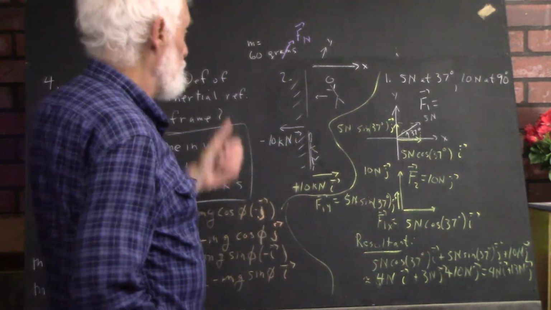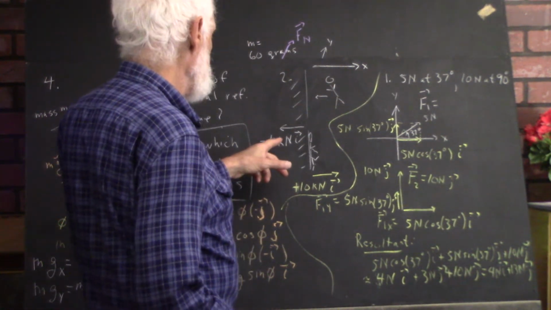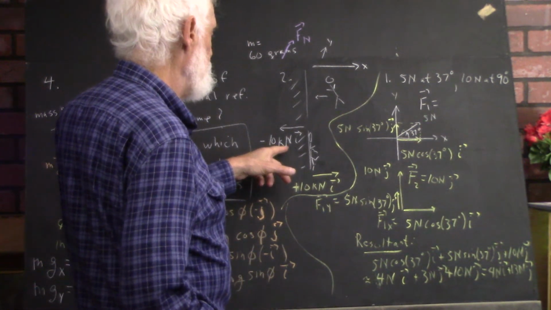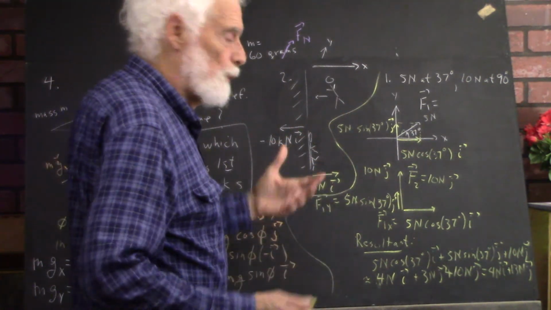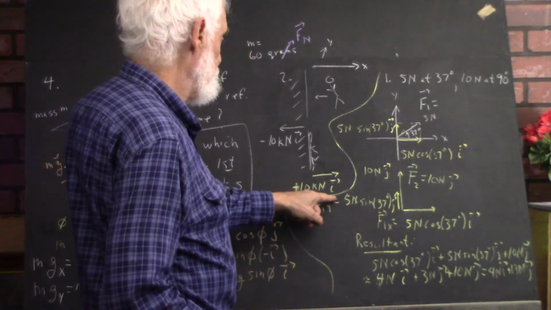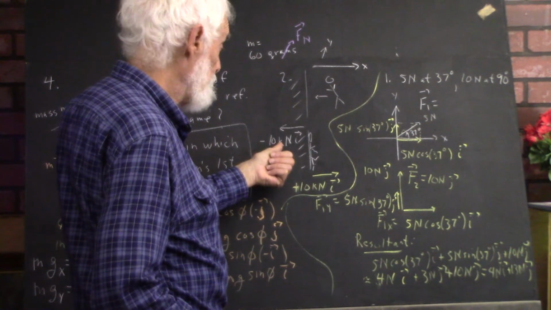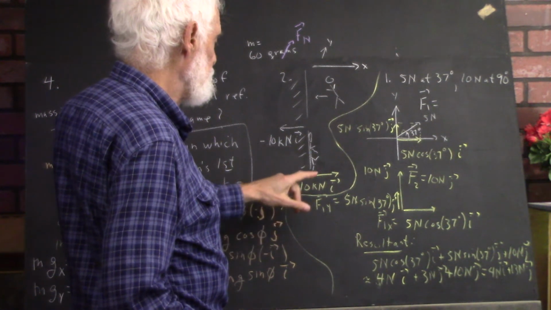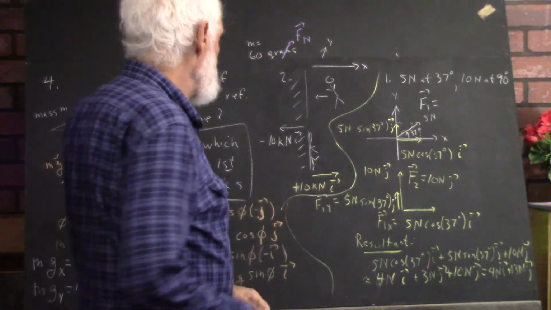You've got somebody running toward a wall. They run into the wall, exerting an average force of -10 kilonewtons times i while in contact with the wall. What force does the wall exert on them? Well, it's going to be +10 kilonewtons times i. You exert the force -10 kilonewtons times i on the wall. The wall exerts a force of +10 kilonewtons times i on you.